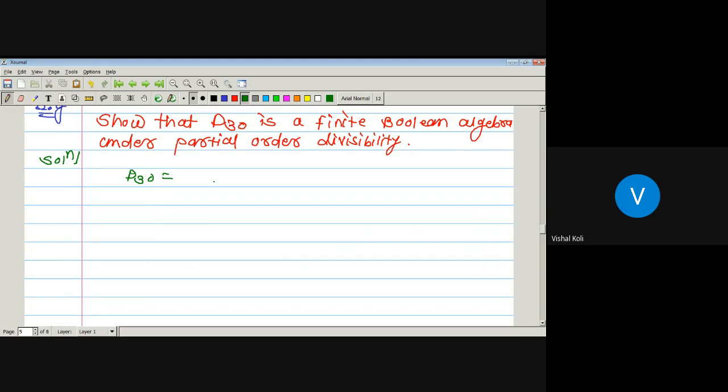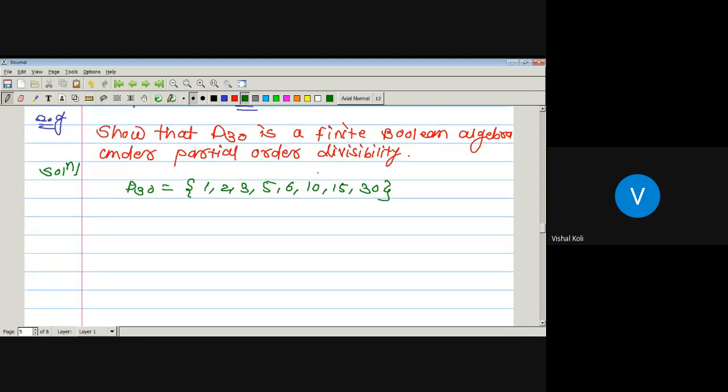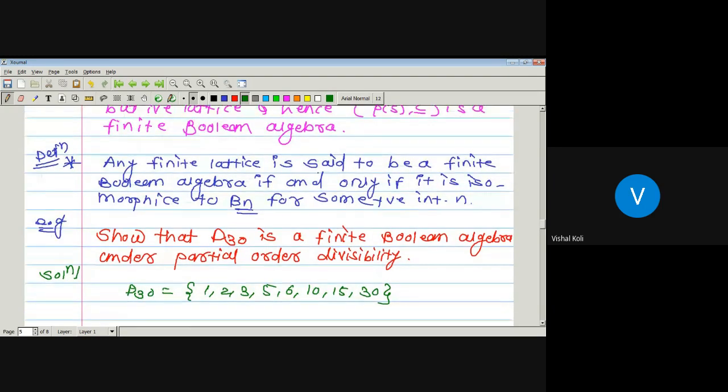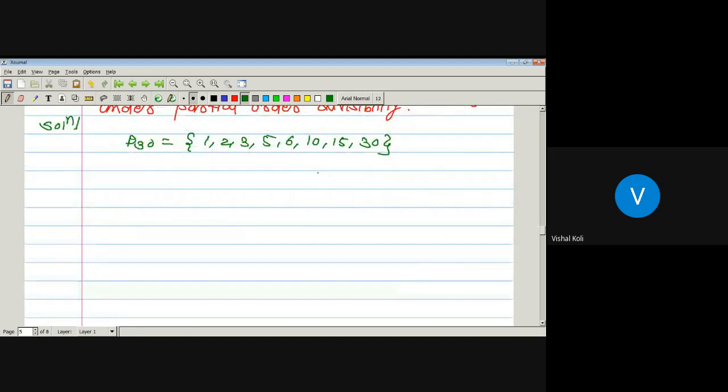What is D30? D30 means the divisors of 30. What are the divisors of 30? 1, 2, 3, 5, 6, 10, 15 and 30, which are 8 in number. Okay, and we know that Bn has 2 raised to n elements, so 2 cube will be 8. So here it is possible that D30 may be isomorphic to Bn for n equal to 3.